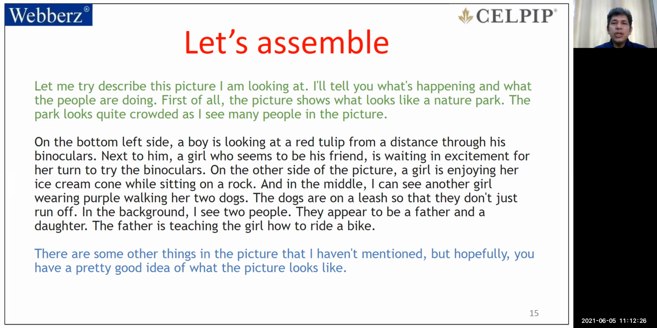The dogs are on a leash so that they don't just run off. In the background, I see two people. They appear to be a father and a daughter. The father is teaching the girl how to ride a bike. There are some other things in the picture that I haven't mentioned, but hopefully you have a pretty good idea of what the picture looks like.